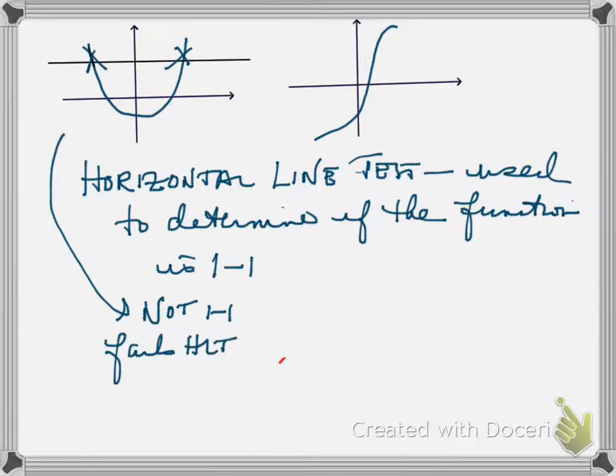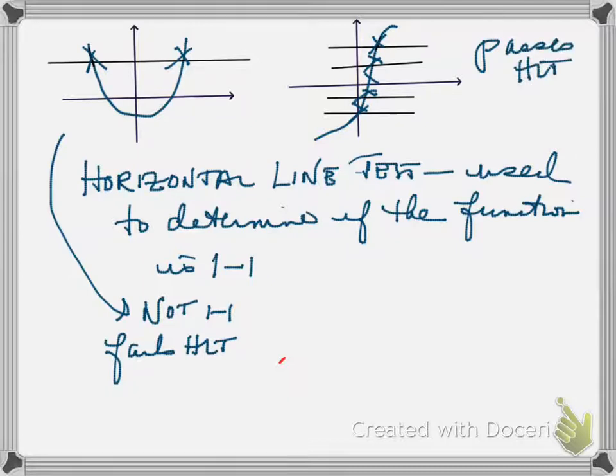However, if you go to this figure over here and you draw your horizontal lines, no matter where you draw them, you will notice that the horizontal line crosses the curve once and only once, here and here. So this one passes the horizontal line test. So therefore it is a one-to-one function.